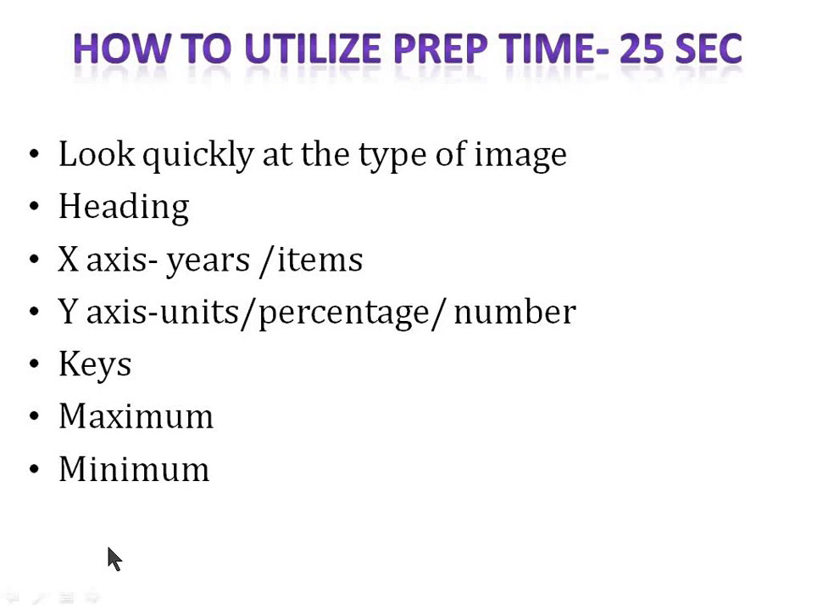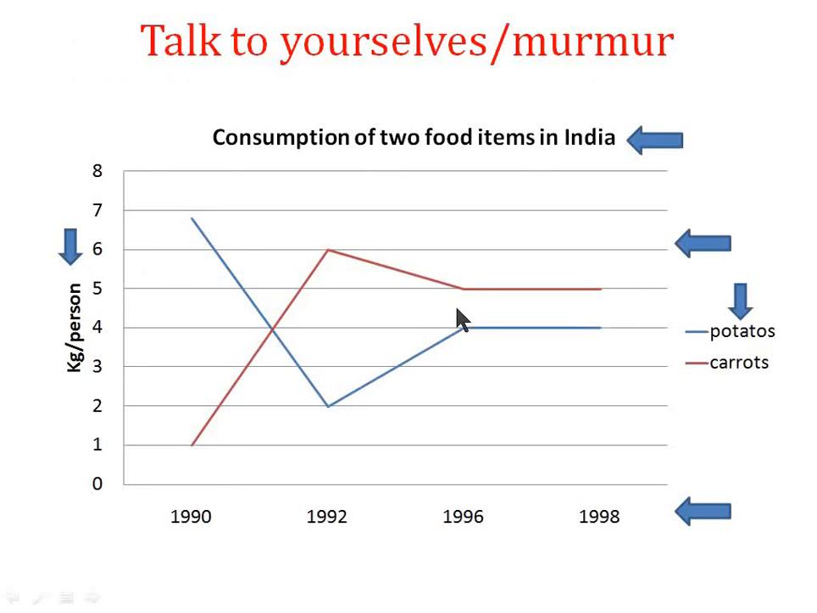Suppose let's take this example. First thing to notice is the type of graph: line graph. Next is the heading: consumption of 2 food items in India, and those food items are potatoes and carrots. Then the x-axis is from 1990 to 1998, and the y-axis gives units, that is kilograms per person. While doing that, make sure you talk to yourself, because this will boost your confidence, and second, you will memorize some of the data, so it will be easy for you to speak.